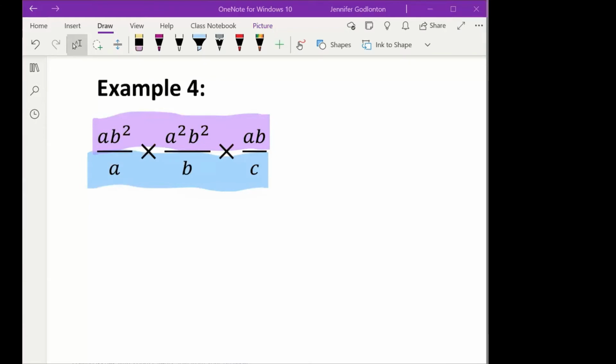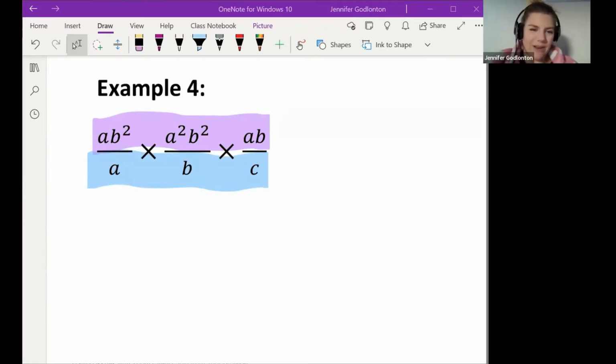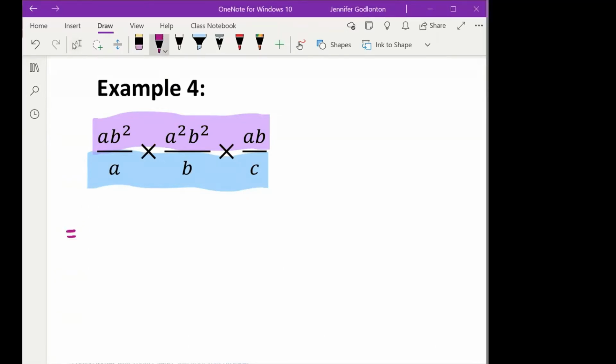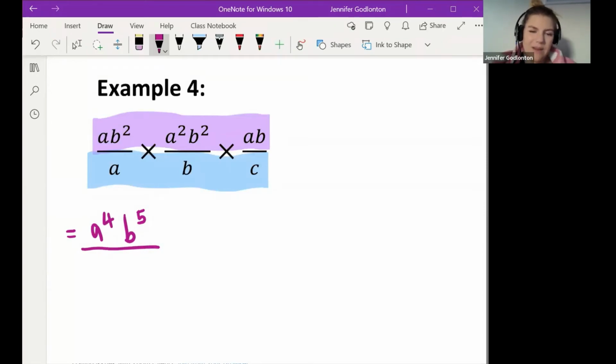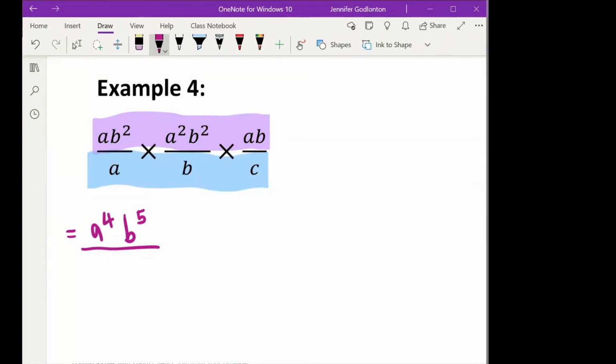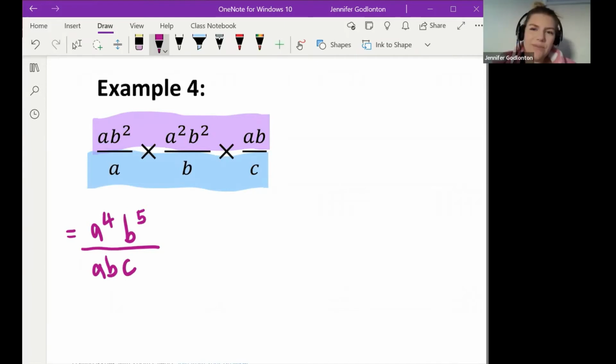Tando, are you going to give me my answer? Yes, ma'am. Okay, what would my numerator look like? Your numerator would be a to the power of 4, b to the power of 5. Excellent. And what would my denominator be? It would be a, b, c. Beautiful. Okay, guys, if you got to that point, give yourselves 2 ticks, one for the top and one for the bottom. Great. Okay. Imagine 3 marks.